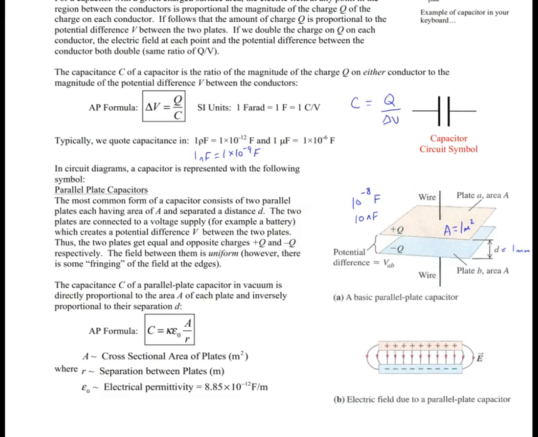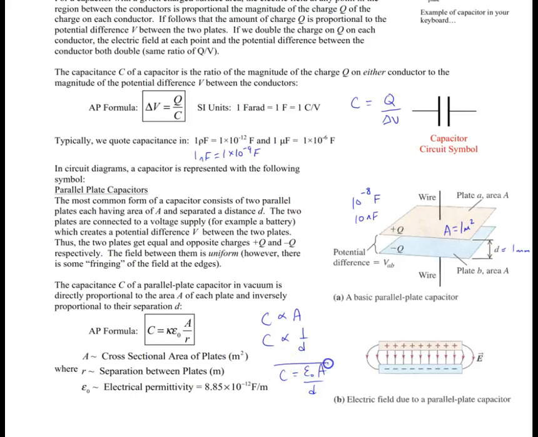The formula for determining the capacitance of a parallel plate capacitor depends on the area. We saw that the capacitance was directly proportional to the area, because as you made the area bigger, you got a larger capacitance. And it was inversely proportional to the distance between them, so as you made the distance smaller, the capacitance increased. Hence we get the formula C equals epsilon naught, a constant of proportionality known as the electrical permittivity, or free space permittivity, times the cross-sectional area divided by the distance.